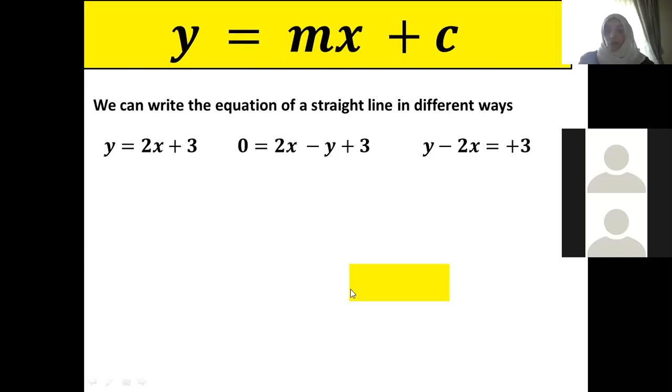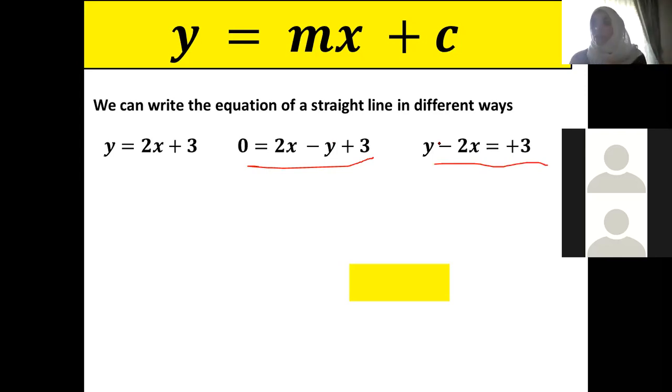This equation is not written in the general formula, because the y and the x are on the same side. Okay, and this is not what we want. The same goes for the third equation. This is not in the general formula. The best thing for us is to convert any equation we have; we will just rearrange it.